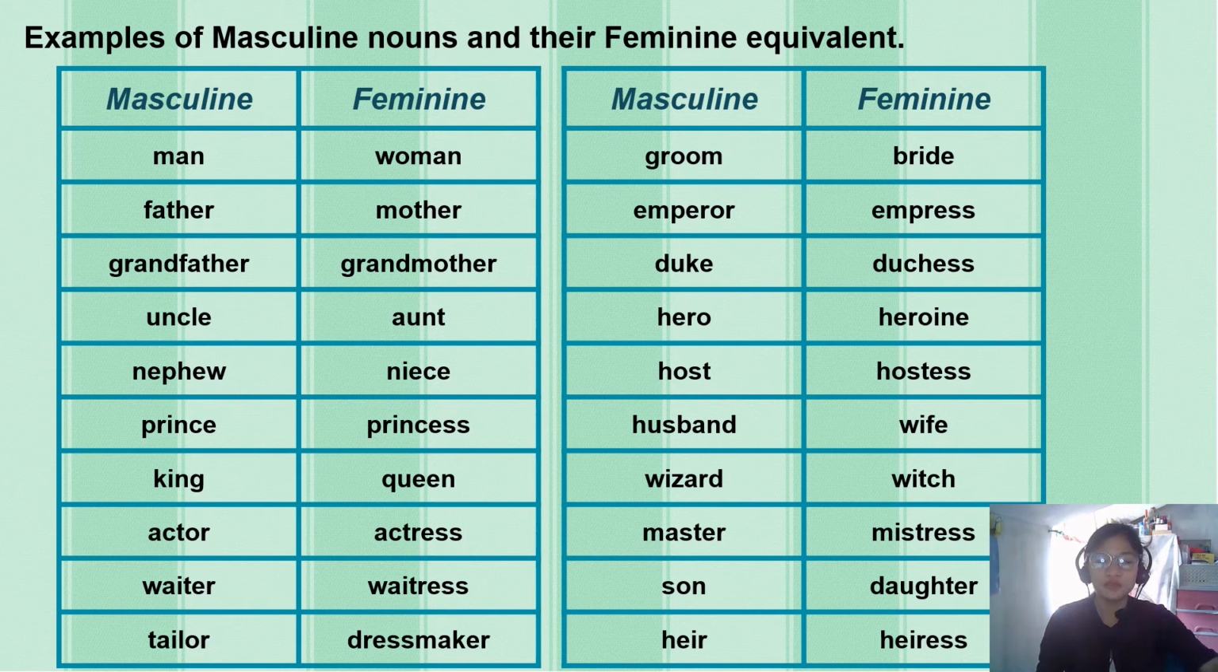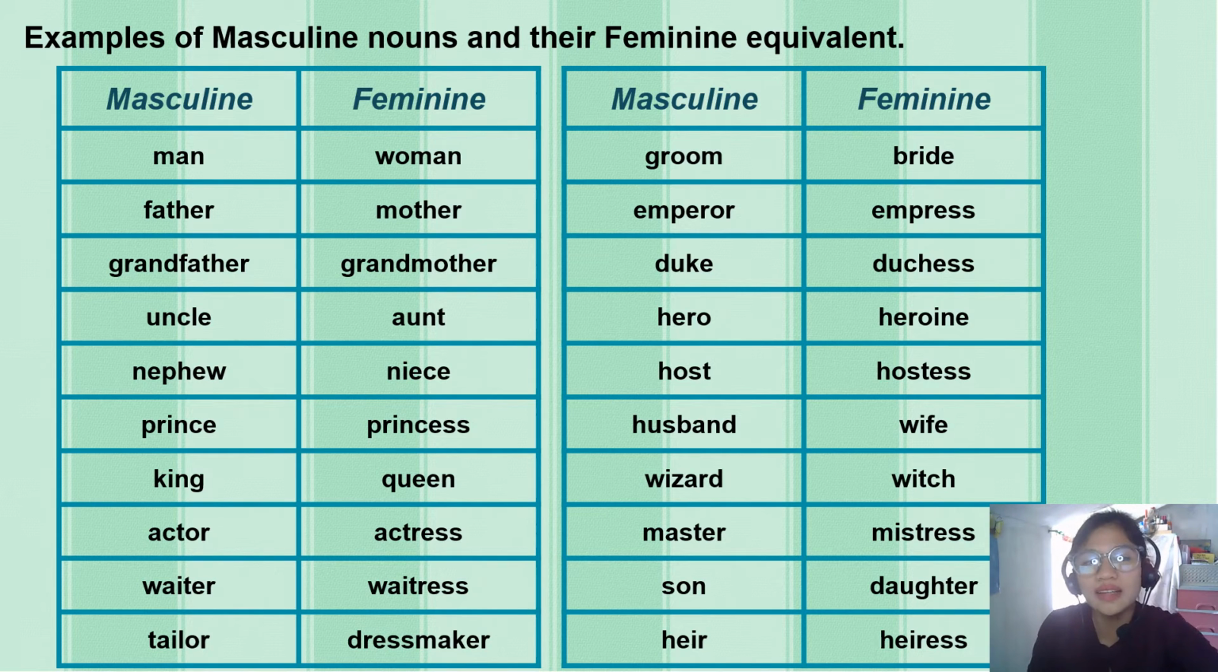So, grandfather to grandmother, uncle to aunt, nephew to niece, prince to princess, king to queen, actor to actress, waiter to waitress, tailor to dressmaker, groom to bride, emperor to empress, duke to duchess, hero to heroine, host to hostess, husband to wife, wizard to witch, master to mistress, son to daughter, and heir to heiress.